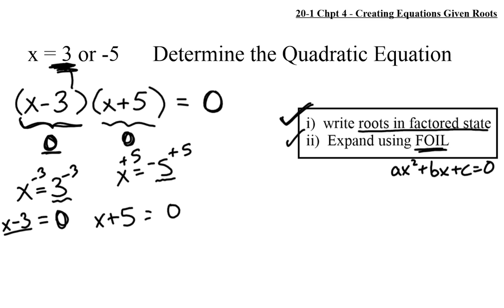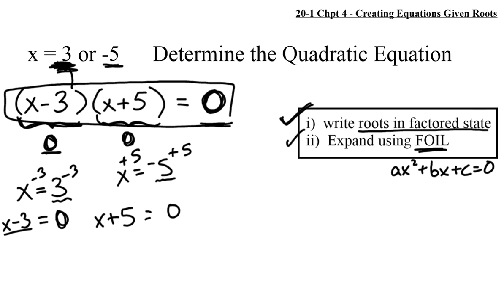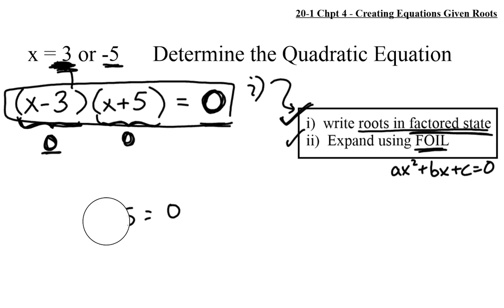So how do we end up with this equation equal to 0? Well, if x were 3, that means we started with x minus 3. If x was -5, we started with x plus 5. So there's step 1. We've written the roots in a factored state. X minus 3 times x plus 5.